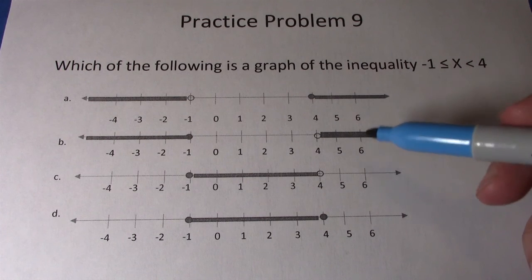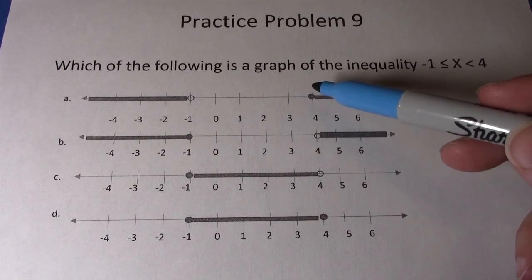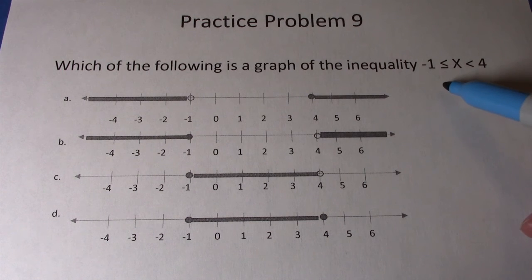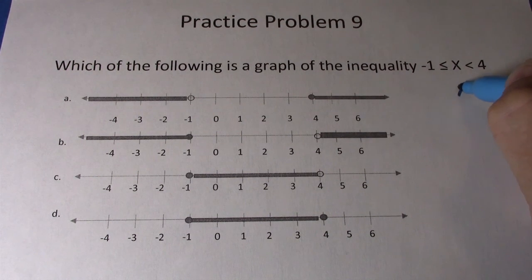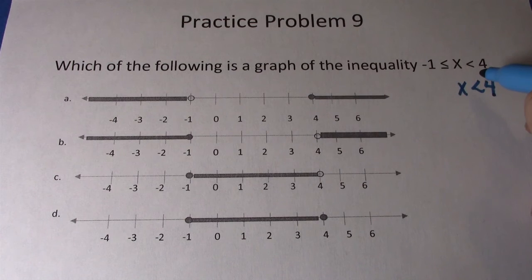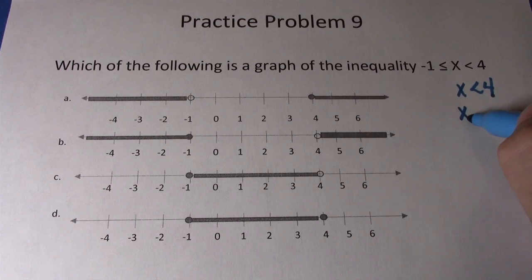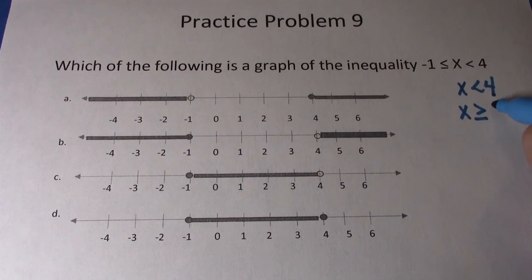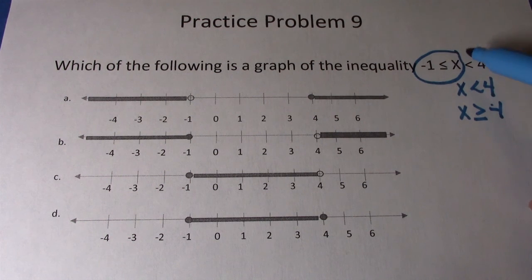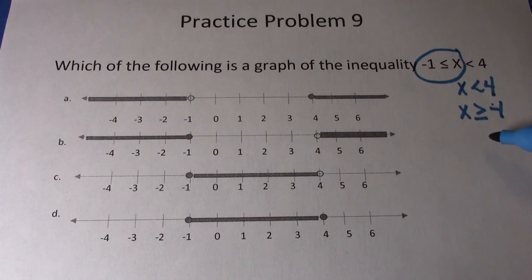Problem 9 gives us 4 possible answers to the solution of graphing the inequality negative 1 is less than or equal to x, which is less than 4. Remember, we've got 2 parts to this. We've got the x less than 4 part, and we've also got the x is greater than or equal to negative 1. And we got that because if I want x to be on the left side of this part, I need to reverse the sign. Alright, so which one of these shows x less than 4?